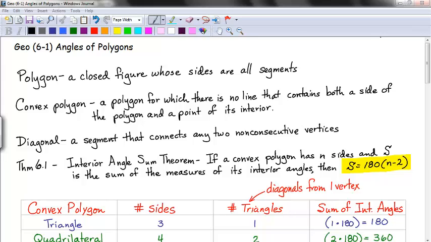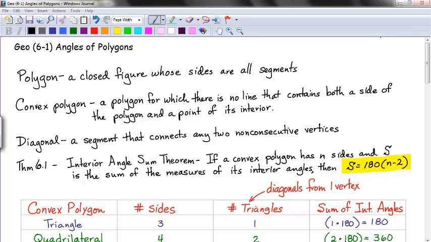A convex polygon is a polygon for which there is no line that contains both a side of the polygon and a point of its interior.